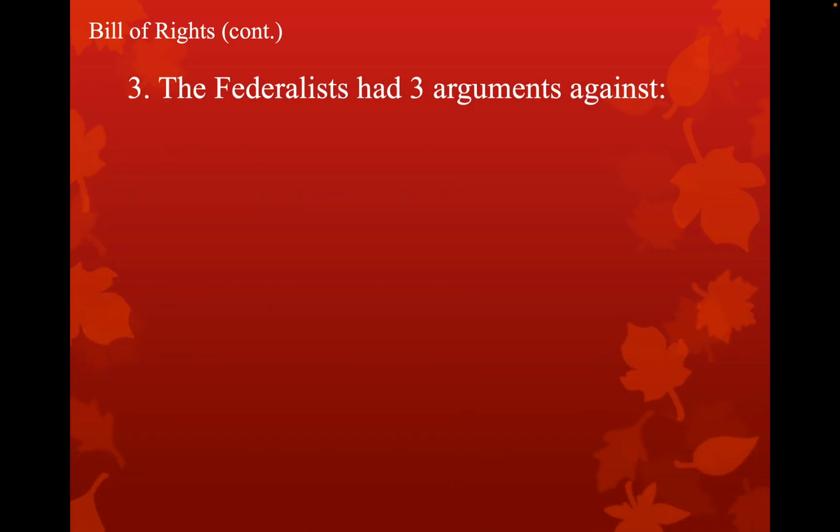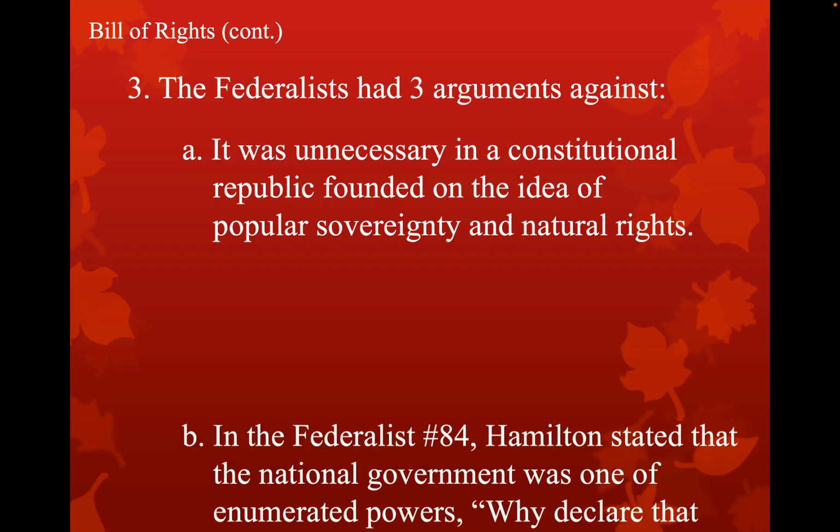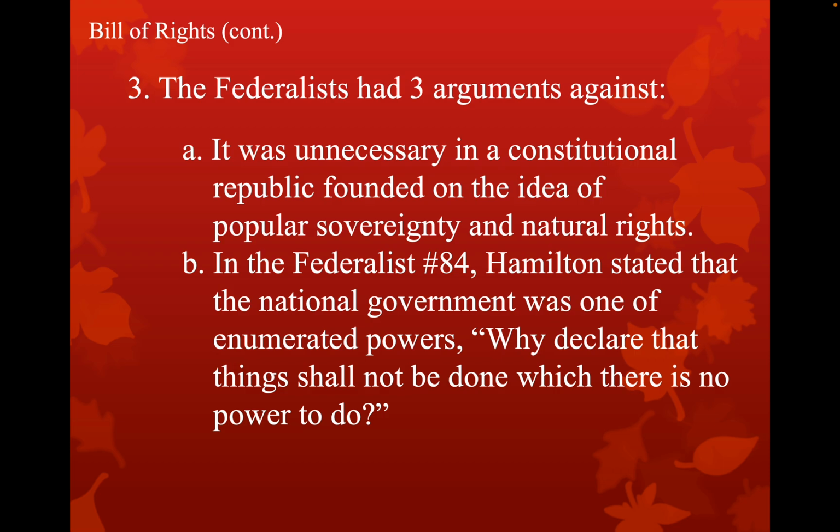The Federalists, though, had three arguments against a Bill of Rights. First, they said it wasn't necessary because you have a constitutional republic, and it was founded on the idea of popular sovereignty, which means the will of the people, and on natural rights. Everybody has so many rights, as we've talked about. Right. In Federalist number 84, you remember there's a series of papers written to support the new Constitution. Now we call it the Federalist Papers.